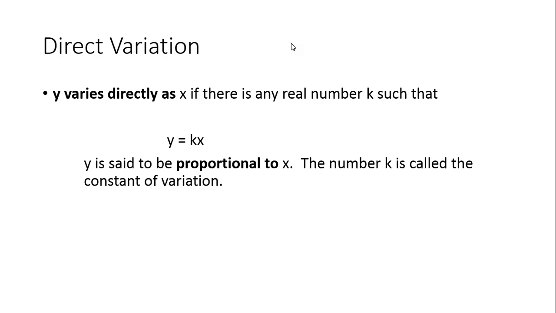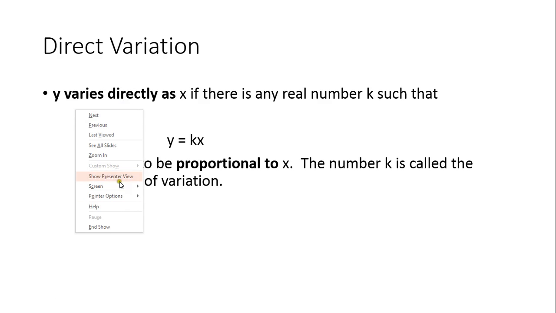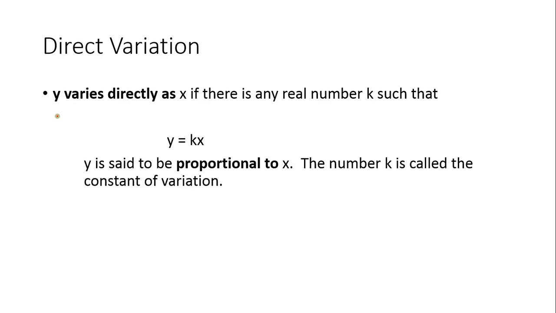Alright, this is section 7.6 on variation in your text. Basically, here's a definition of variation. Y varies as x if there is any... change this pointer to red. Okay, so y varies directly as x if there is any real number k such that y equals kx.